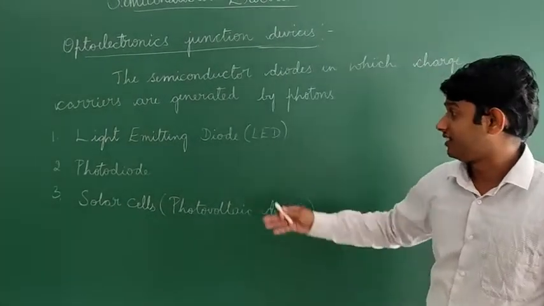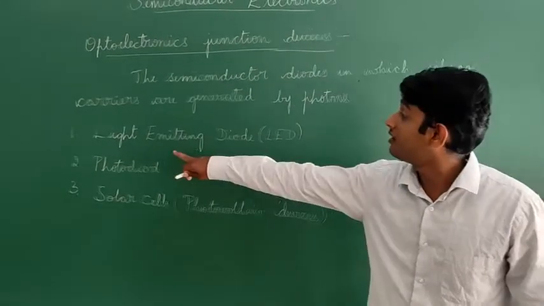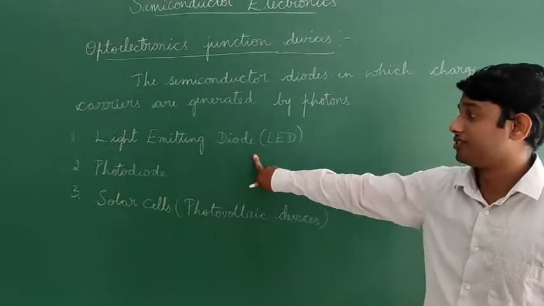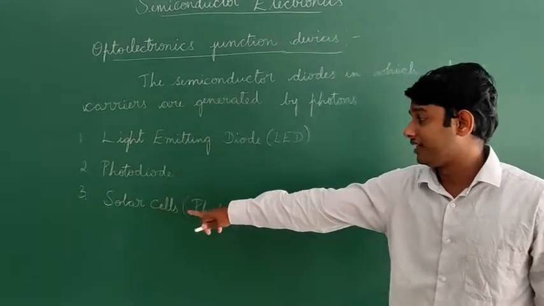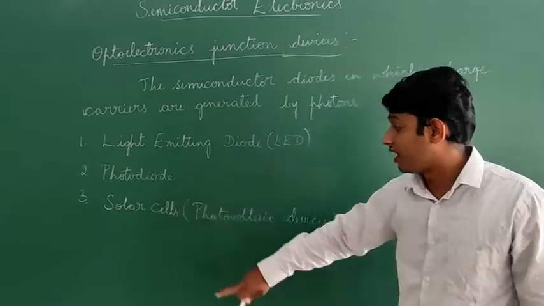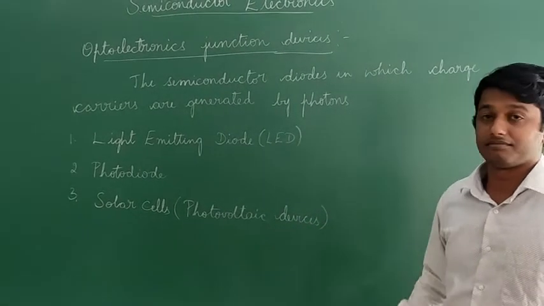The optoelectronic devices which we study in this chapter are the light emitting diode, which is also called LED. The next one is the photodiode, and the third one is the solar cell, which is also called a photovoltaic device.